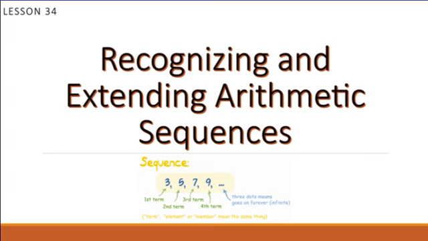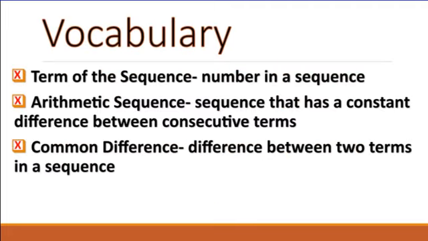Lesson 34, Recognizing and Extending Arithmetic Sequences. First off, let's look at some vocabulary words. A term of a sequence is just a number in a sequence. And a sequence is just a listing of numbers that follows a certain rule. So each individual number in that sequence would be a term of a sequence.